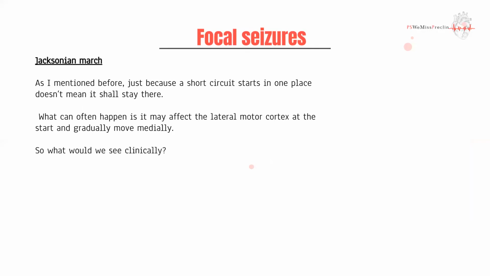Moving on. As I mentioned before, you can have a burst of electric activity that starts in one place and goes to another, right? It doesn't mean that just because you started off in one place, it should end in one place. I talked about how you can have a focal seizure then converting into a bilateral tonic-clonic seizure. This is where I'd like to introduce the concept of a Jacksonian march.